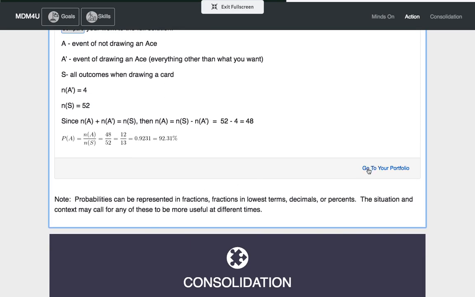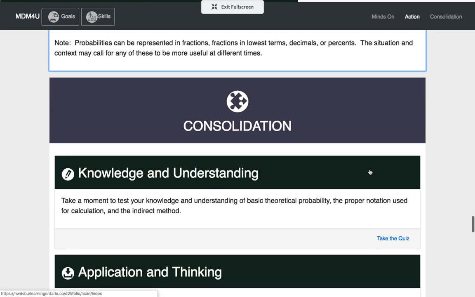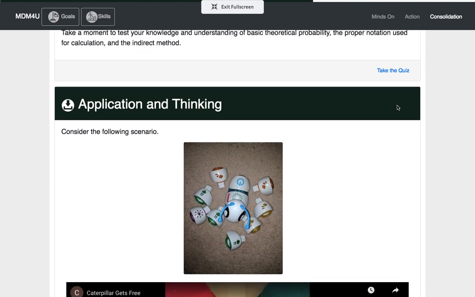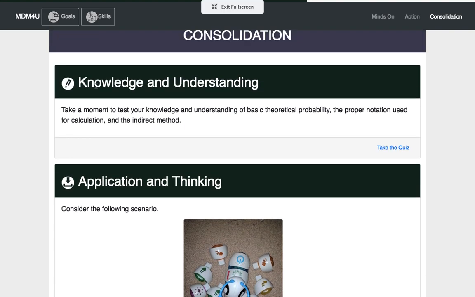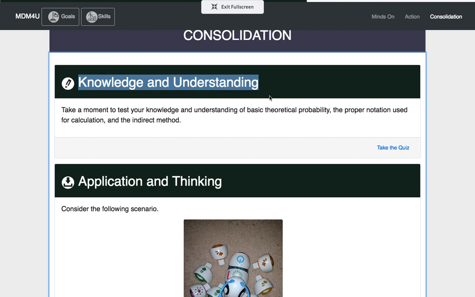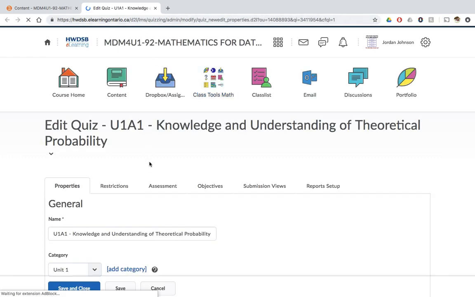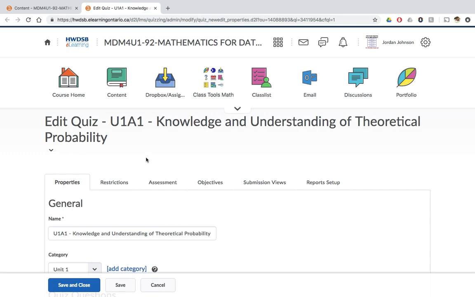And again, when it says go to your portfolio, you can ignore that for right now, but the discussion questions and the Dropbox are what's most important for you to submit. The last part is knowledge and understanding, and this is going to be take the quiz. You need to click on this at the very bottom right-hand corner, take the quiz, and then, again, this is teacher mode, so it looks a bit different, but there should be a quiz for you to be able to submit for me.